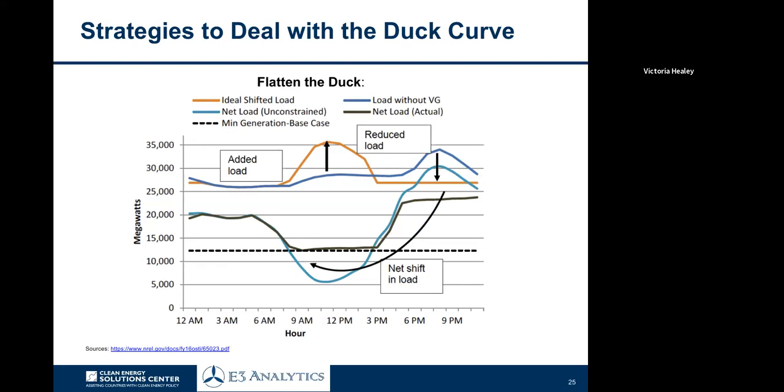Now, flattening the duck means increasing load during the daytime and reducing it during evening hours. You can see here the arrow, net shift in load, pushing down on the evening load and shifting it into the belly so that you can better make it correspond with solar power output.